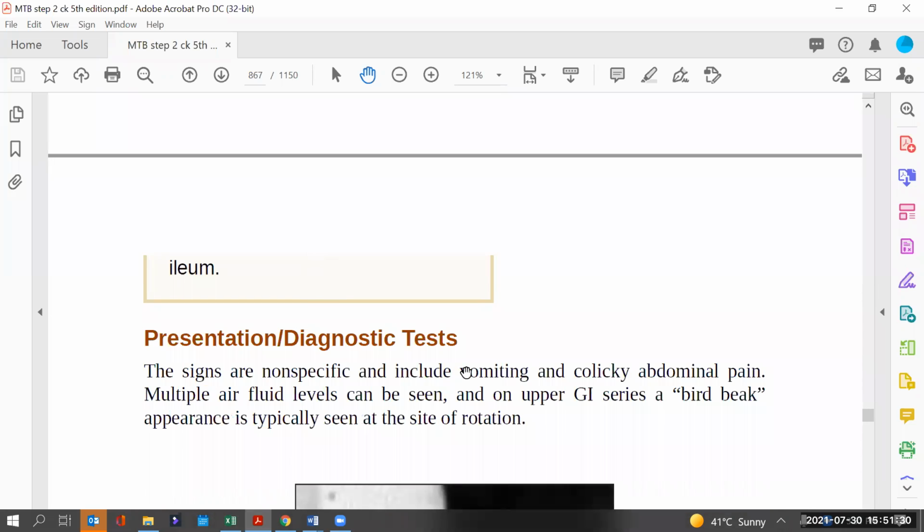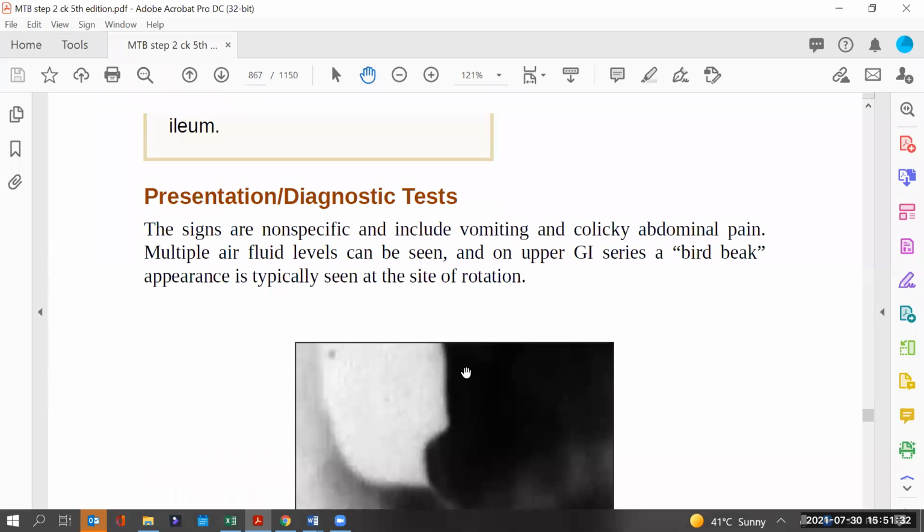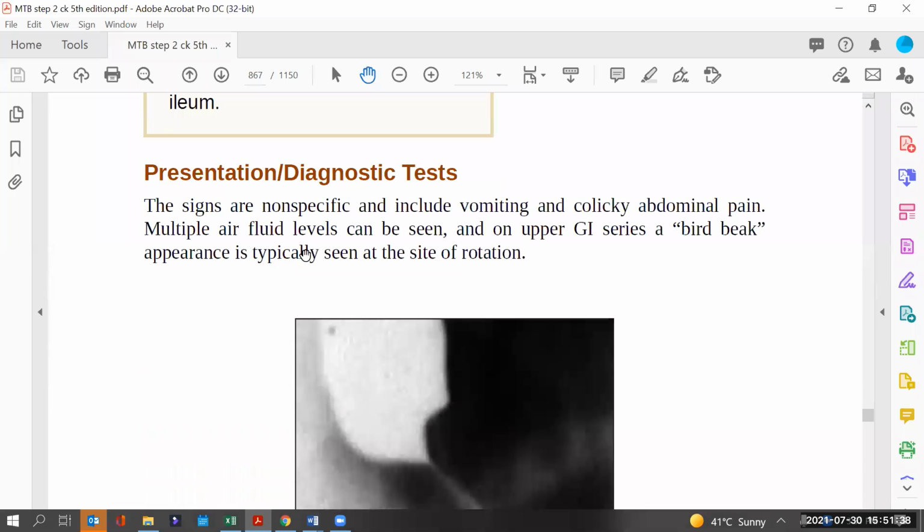So what is the presentation of this one? The signs are non-specific and include vomiting. So the baby may present with vomiting, and colicky abdominal pain may be there. Multiple air fluid levels can be seen. Why multiple air fluid levels? Because twisting is there. So the shuffling of the gas will be there, and shuffling of the gas on X-rays and barium studies will present as multiple fluid levels.